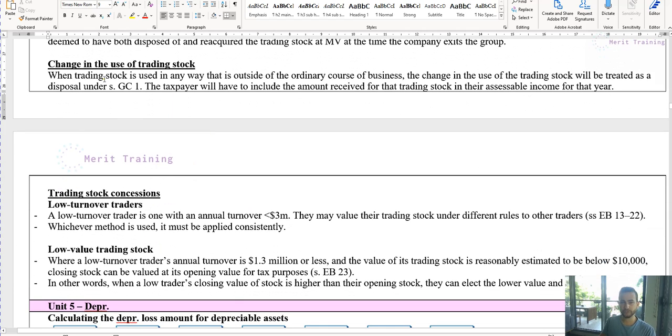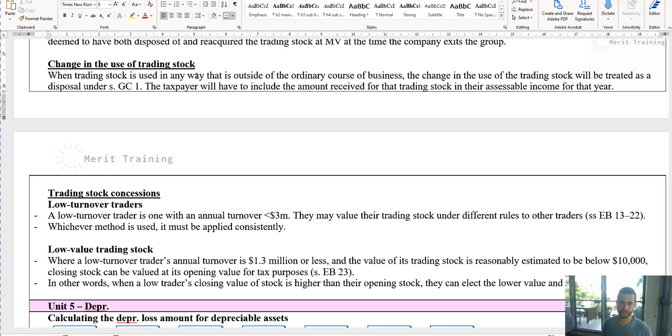What about change in use of trading stocks? I gave the example before about a developer who is no longer carrying on a business. So it's no longer on revenue account, it would now be on capital account. So if that happens, as we mentioned above, in events outside the ordinary course of business, the taxpayer would just have to include the amount received for the trading stock in their assessable income for that year.